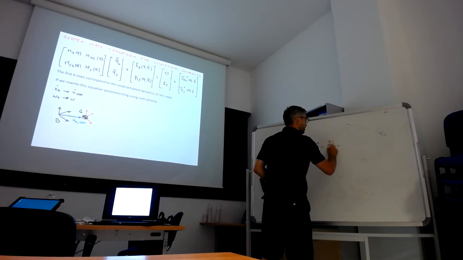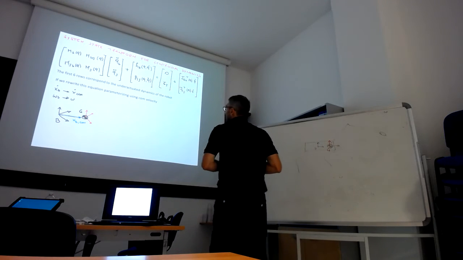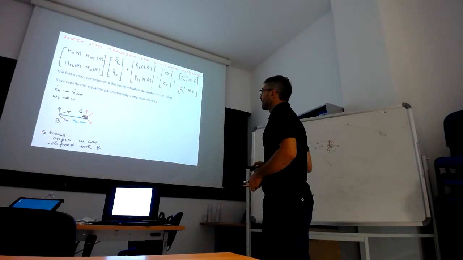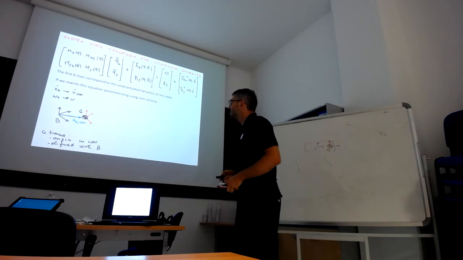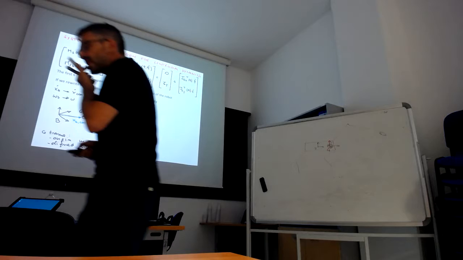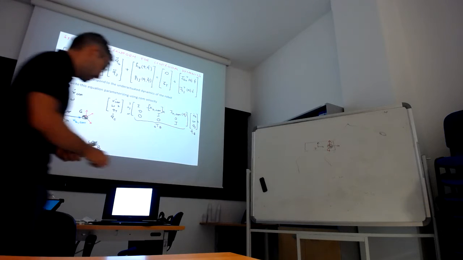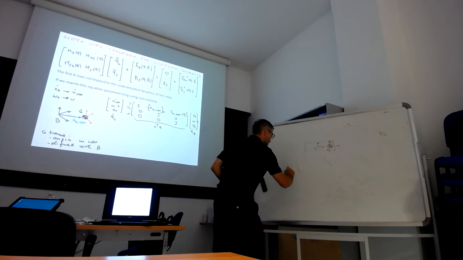Let's say a frame G that is located with the origin in the center of mass, and it's aligned with B. So this drawing is wrong. It should be aligned with B. In this case, the base velocity we saw maps into COM velocity, considering the fact that the center of mass velocity, how does it look like?